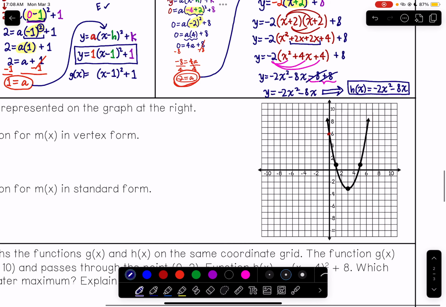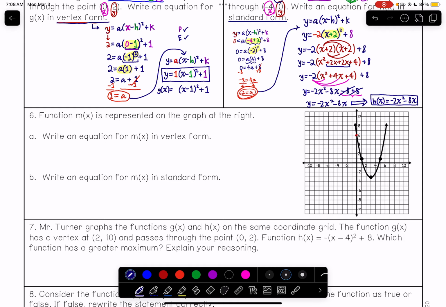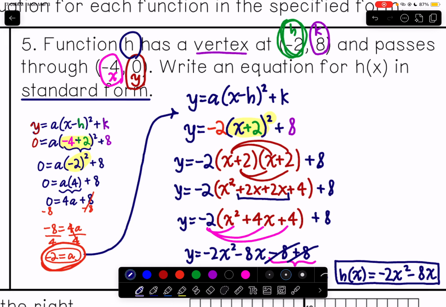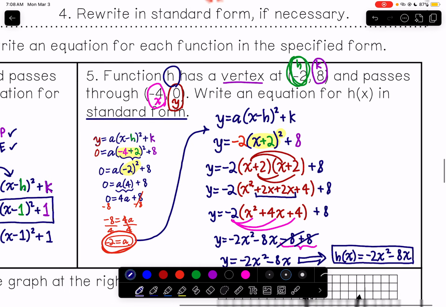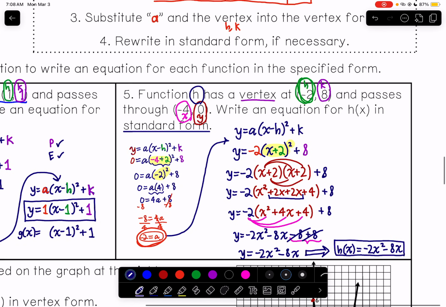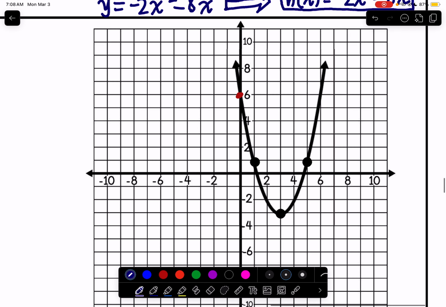Okay, very last one, number 6. Function m of x is represented on the graph at the right. Write an equation for m of x in vertex form, and then write an equation for m of x in standard form. So the exact same thing that we just did, it's just that instead of it giving us the vertex and the point, like it already gave us the ordered pairs right here and right here, we are gonna have to pick them from the parabola ourselves.